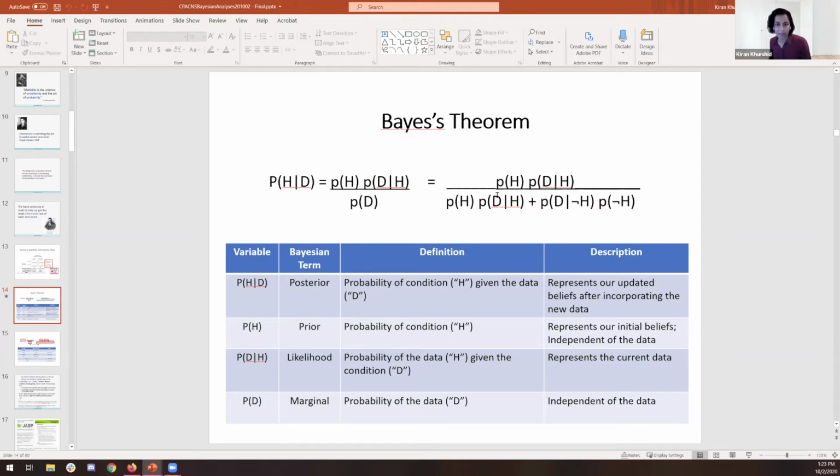So if we were to break this down, this is the probability of getting the data if you have the condition. And these are all independent of each other. This special notation here means not. So this is the probability of having the condition times the probability of the data given the condition, which is basically the numerator. And you're just adding to that the probability of getting the data if they didn't have the condition, times the probability of not having the condition at all.